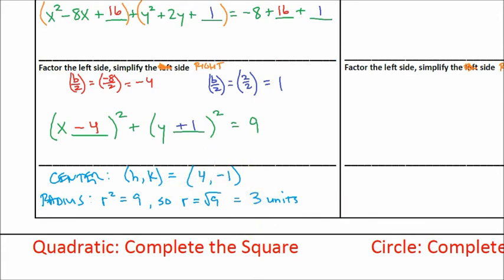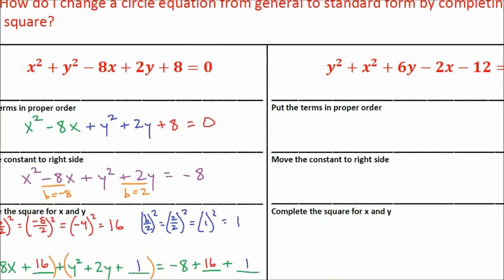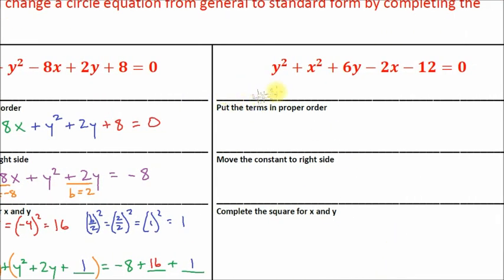Now you should pause the video. In a moment I'm going to show you your next equation, which is right here. y squared plus x squared plus 6y minus 2x minus 12 equals 0. Try to complete the square for this equation and get from general form circle to standard form circle.